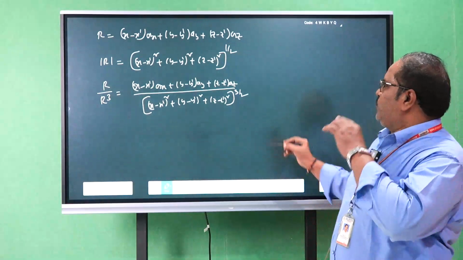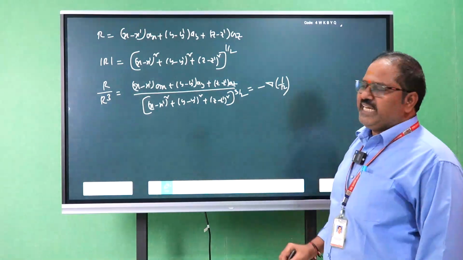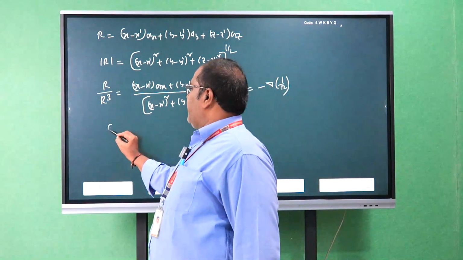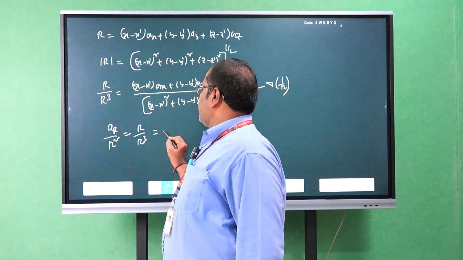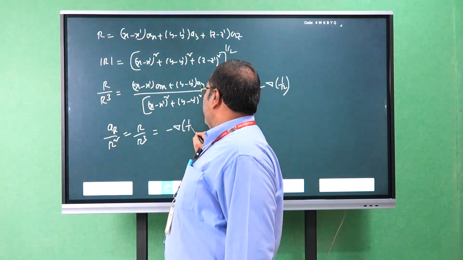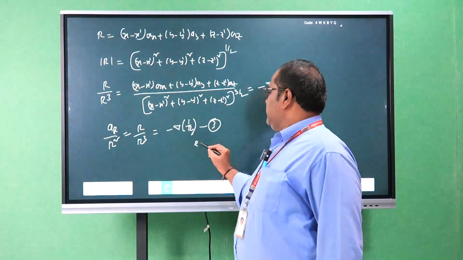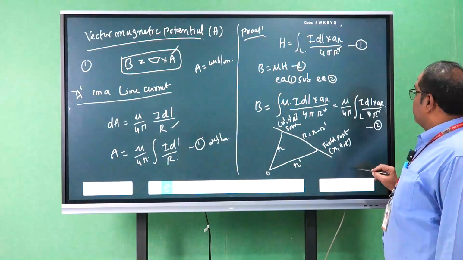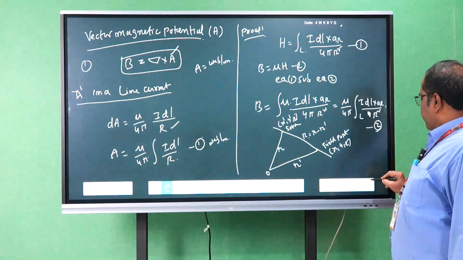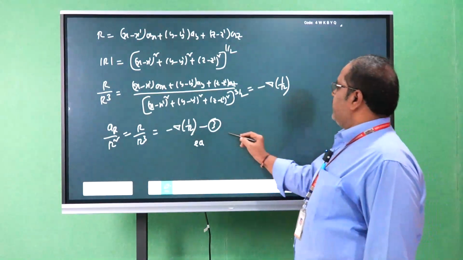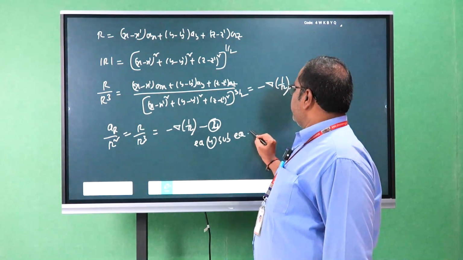This is equal to minus del of 1 by R. It is very, very important. R by R cube, which means AR by R square, is equal to minus del 1 by R. Equation number 3. Substituting this into equation number 2 gives equation number 4. Therefore, equation number 4, substitute equation number 3.